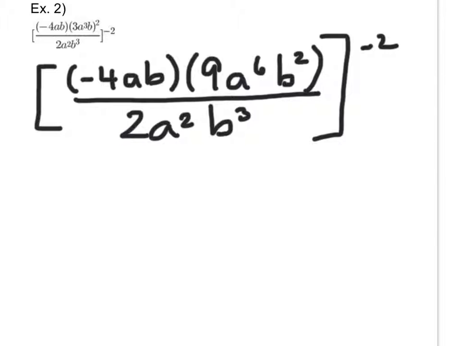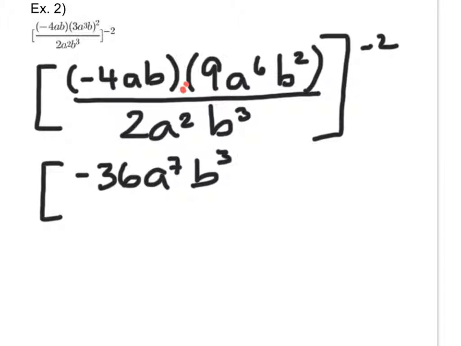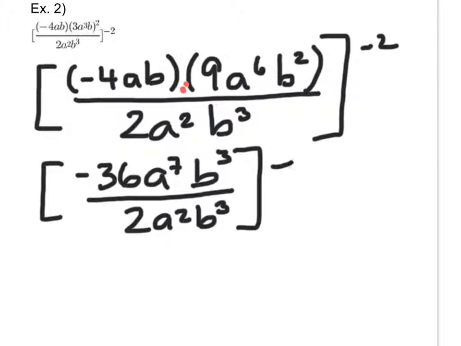Now, the two parentheses on top, when there's nothing between two parentheses, it means they have to be multiplied. So we're going to do minus 4 times 9, which gives us minus 36. Okay, we can expand this, remember, if we need to. A times a to the 6 is a to the 7 by adding the exponents. B times b squared is b cubed. And that's all over 2a squared b cubed, and to the power of minus 2. Okay, just check if I made any mistakes there. I don't think I have.